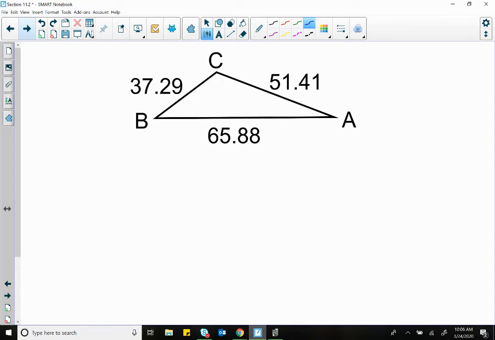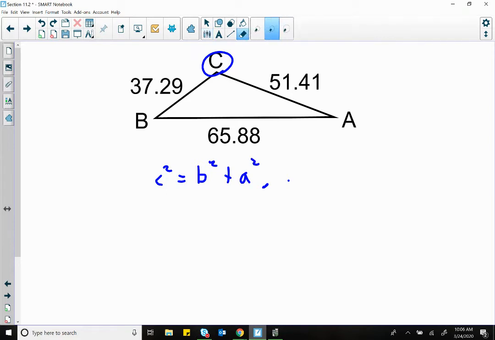All right, so let's dive into this guy. The first thing it says is use law of cosines to find the largest angle. So that means we are looking for C first. So we're going to be using C squared equal to B squared plus A squared, or A squared plus B squared, it's all the same, minus 2ab cosine C.